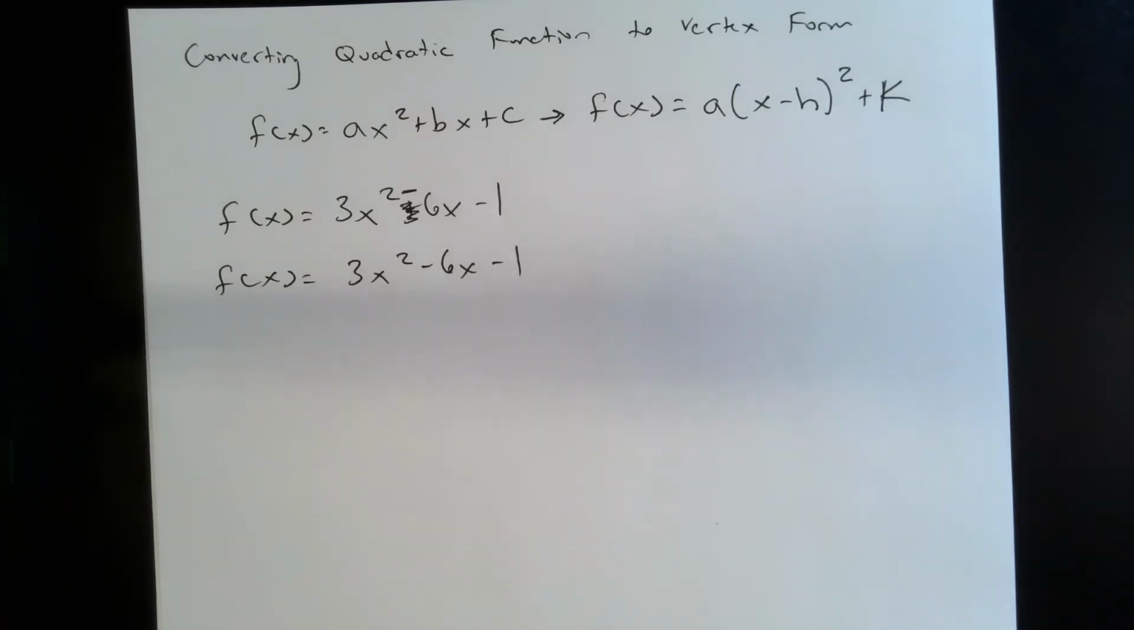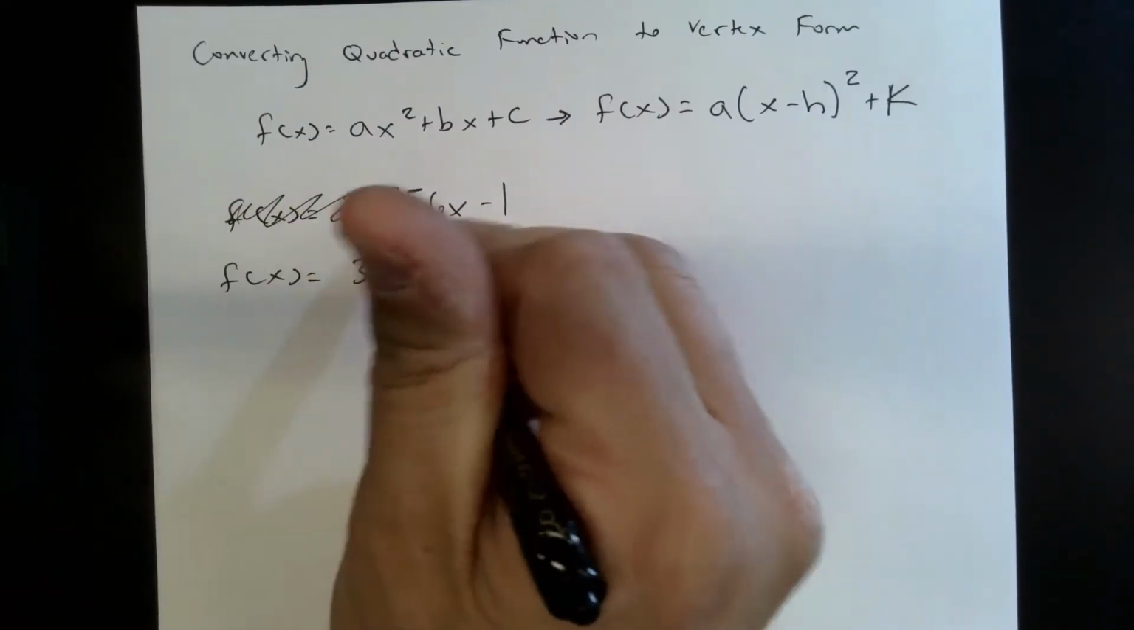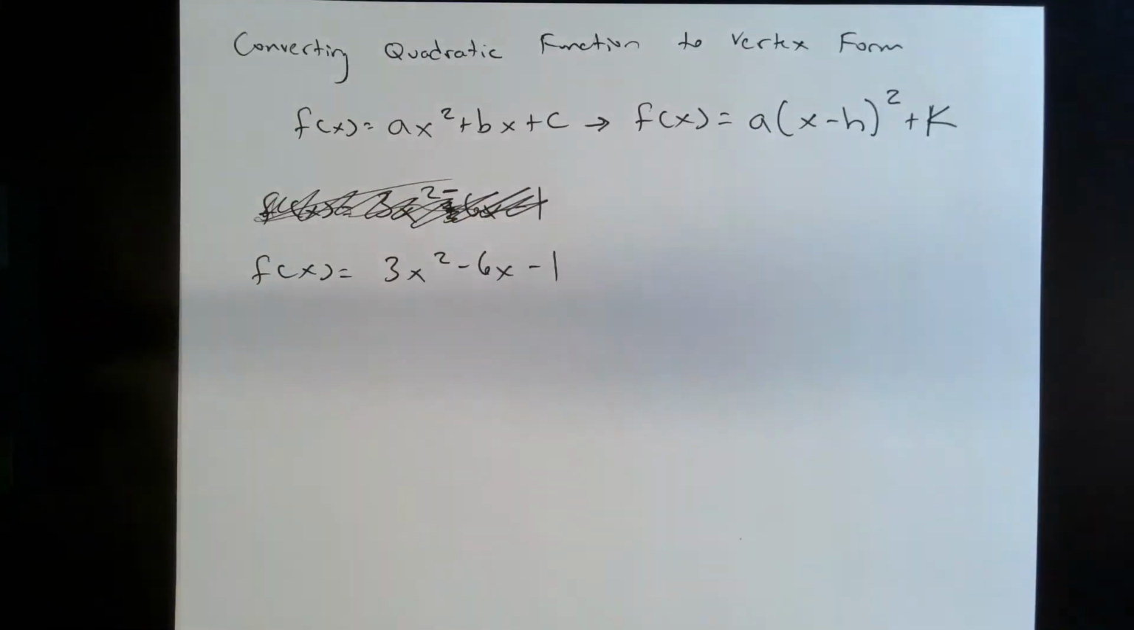So does anyone know why I would use f of x instead of y? No, so the reason why we do that is because it represents a function. That means f of x or the function. That's why. Even though they're the exact same thing.